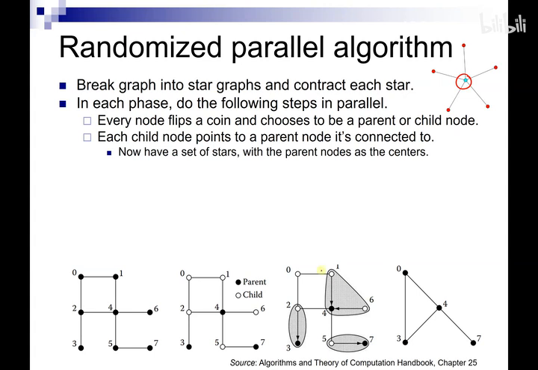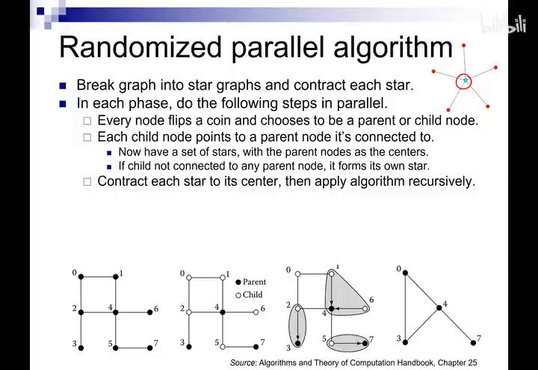So then after you do this, you see that the graph is going to become a set of stars. Basically the parents are going to be the centers of the stars, and the neighboring child nodes are going to point to the parent. And then if you have one of these child nodes with no neighbor who's a parent, it's just going to form its own star.